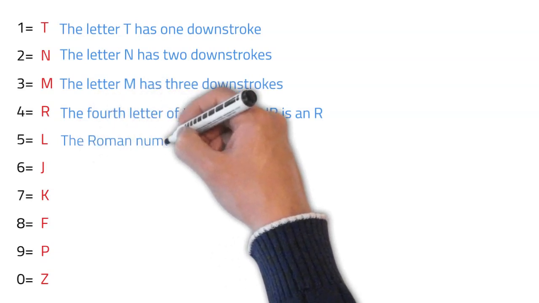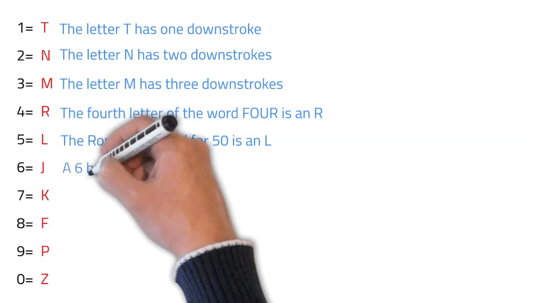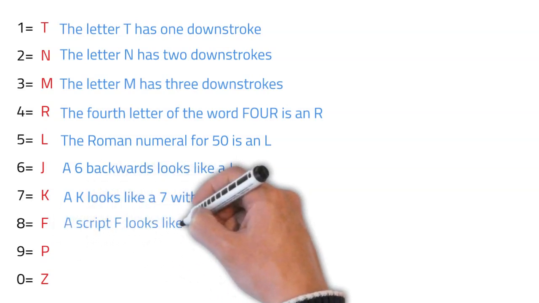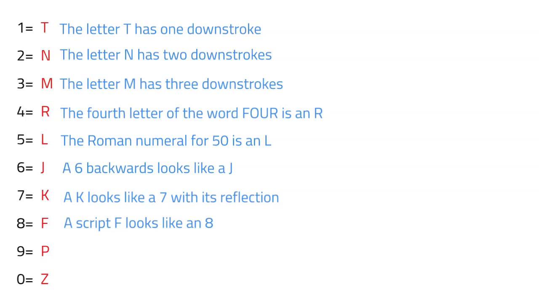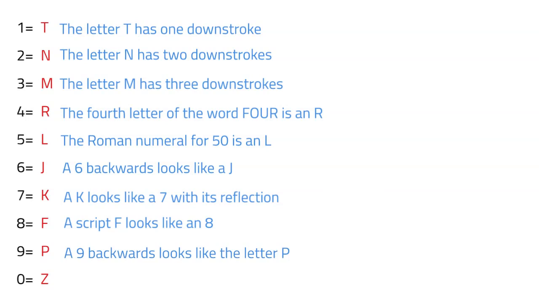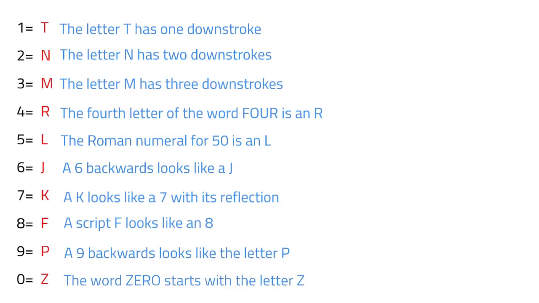5 is L. The Roman numeral for 50 is an L. 6 is J. A 6 backwards looks like the letter J. 7 is K. A K looks like 7 with its reflection. 8 is F. A script F looks like an 8. 9 is P. A 9 backwards looks like the letter P. And 0 is Z. The word zero starts with the letter Z. That's all there is to it.